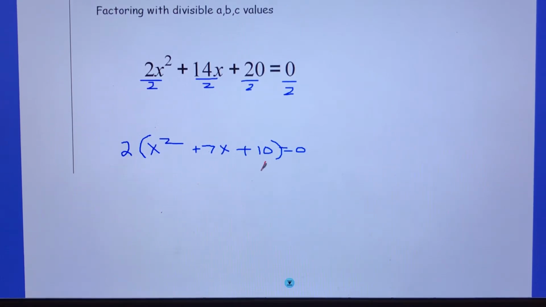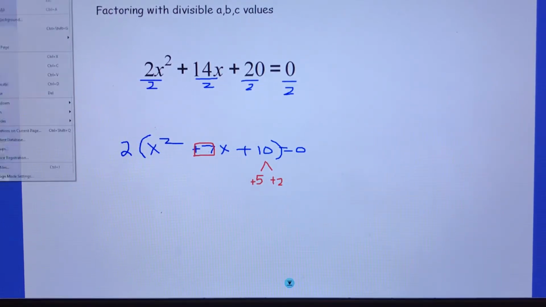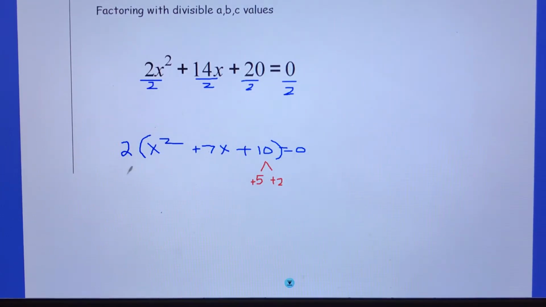If I know yesterday's lesson, what makes 10 that adds up to 7? You can do positive 5 and positive 2, because if you add those up, it becomes the middle number, positive 7. So I'm going to bring down this 2, and I'm going to factor this using these two numbers: 2 times x plus 5 times x plus 2 equals 0. And then here are my factors. It's x plus 5, x plus 2, and 2.